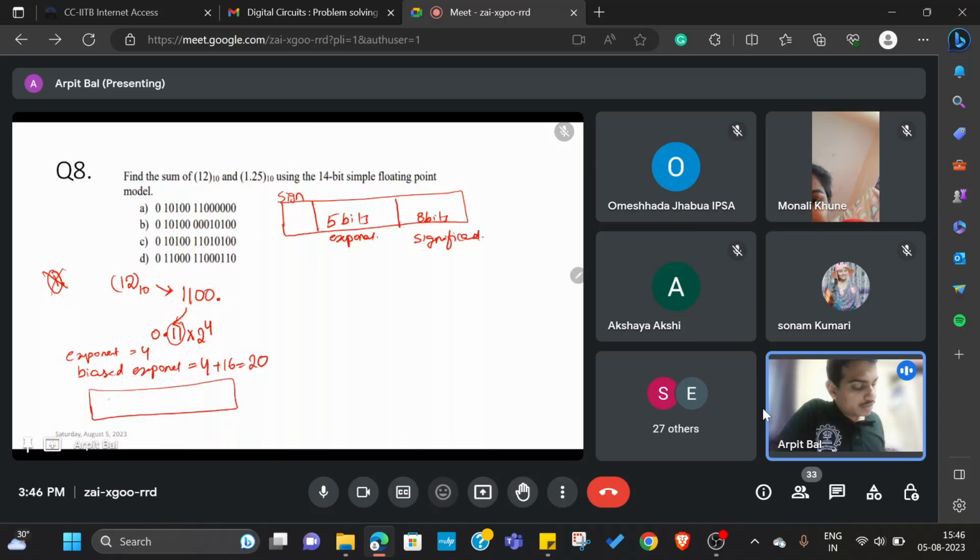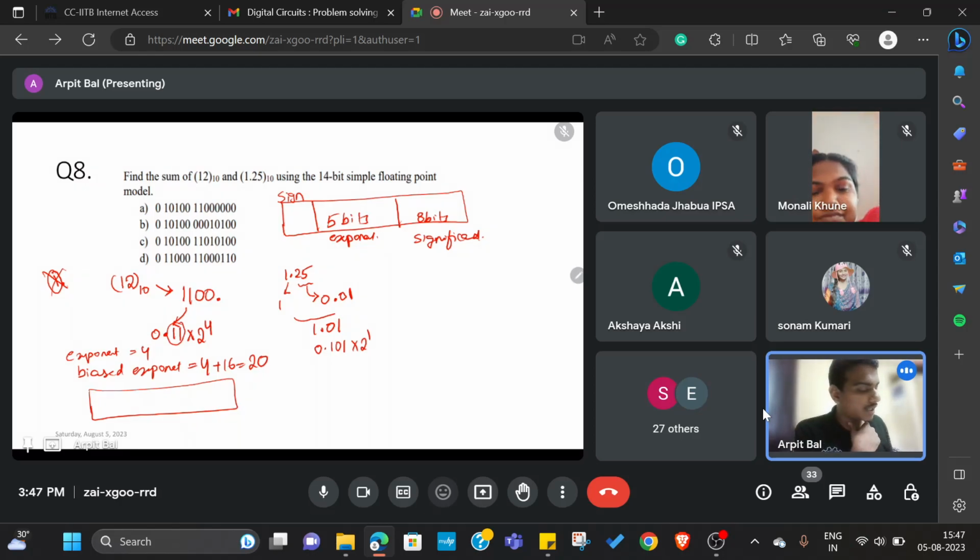So let us write it down. Before writing it down, let us convert 1.25 as well. 1 is 1, and .25 in binary is 0.01, because that is 2 to the power minus 2. So 1.25 in binary is 1.01. Here we need to move the digit to the left by 1 place, so it will be 0.101 into 2 power 1.